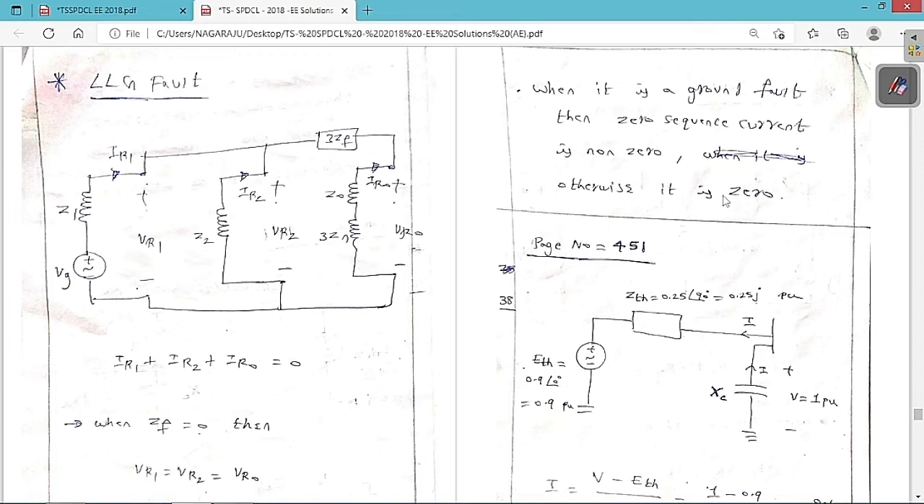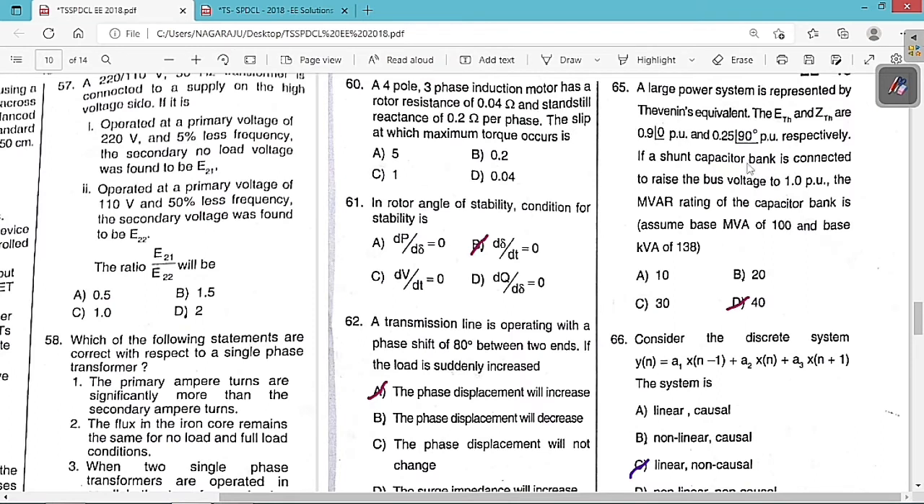The last one is called the DLG fault. In the DLG fault, all the sequence networks are connected in parallel. So this is the thing that you always have to keep in your mind. Now we are going to solve another question.